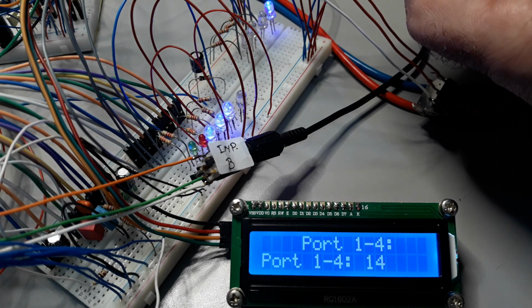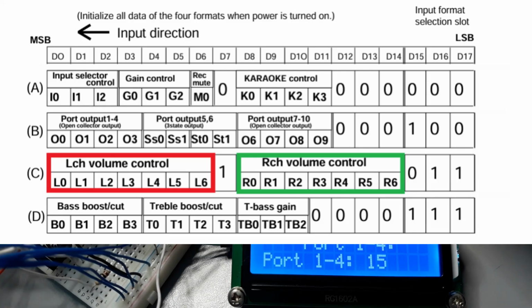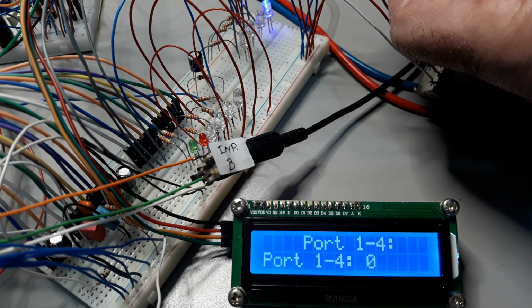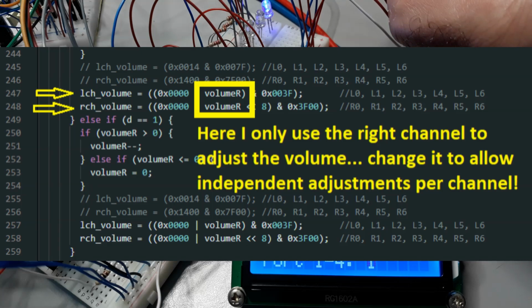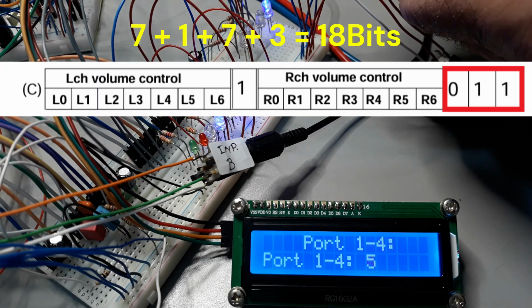As an example, consider the command identified by the letter C. In this case, 2 bytes are transmitted. Bits from D0 to D6 control the volume of the left audio channel. Bit D7 is permanently set to 1. Bits from D8 to D14 control the volume of the right audio channel. The transmission is completed with 3 bits corresponding to the selection slot.